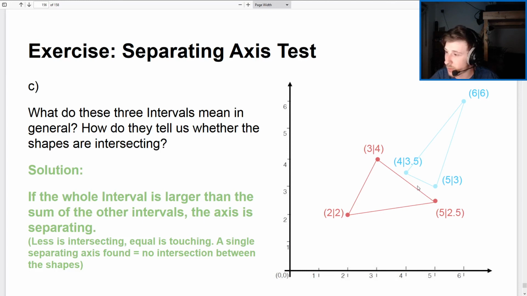And we could probably find another axis here, as you can see, which goes kind of perpendicular to the line that kind of crosses between them, or one that's basically parallel to this line here but a bit more out. If we put one perpendicular to that one, we had an axis where the full interval would be larger than the sum of the partial intervals, and then we would know they're not actually intersecting because we found a single separating axis.